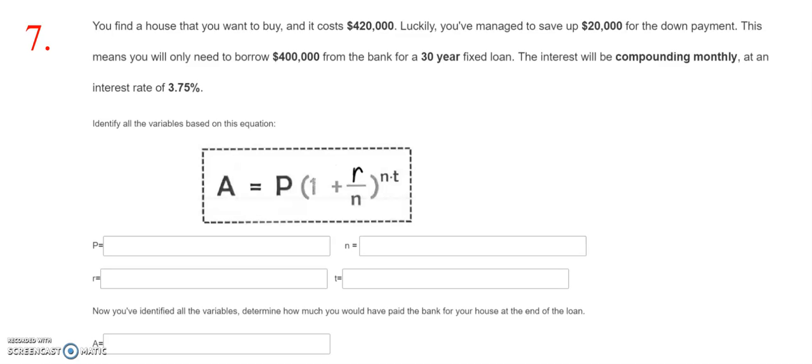Number 7. This one put together a lot of different information. We had to pull out a lot of info. So you find a house you want to buy and it costs $420,000. Luckily, you've managed to save up $20,000 for the down payment. Remember, the down payment is the cash that you have that you're ready to hand the bank right now. So that means we only need to borrow $400,000. That's how much our loan starts as. Some people typed in the number in different ways. It doesn't matter. We should have given you credit for $400,000 in some capacity.